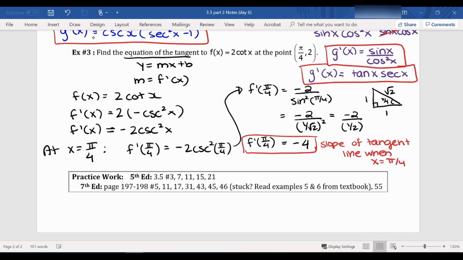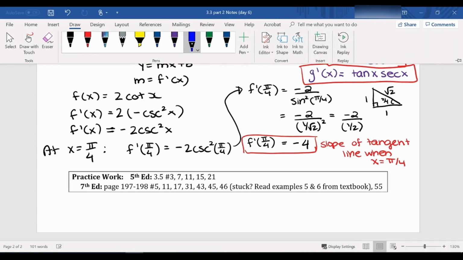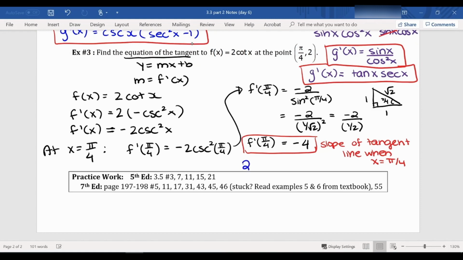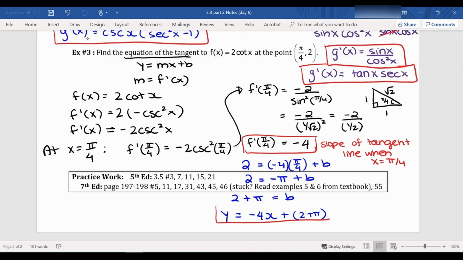Okay, at that specific point. Now, again, I'm running out of a bit of space. I apologize. I'm looking for y equals mx plus b. My y is 2. My m is negative 4. My x is pi over 4. And I need to find b. So this gives me 2 equals negative pi plus b, or 2 plus pi equals b. We can just leave it like that. So this means that we have y equals negative 4x plus 2 plus pi. If you want, you can find an actual number, but usually when we have pi, we want to leave it.